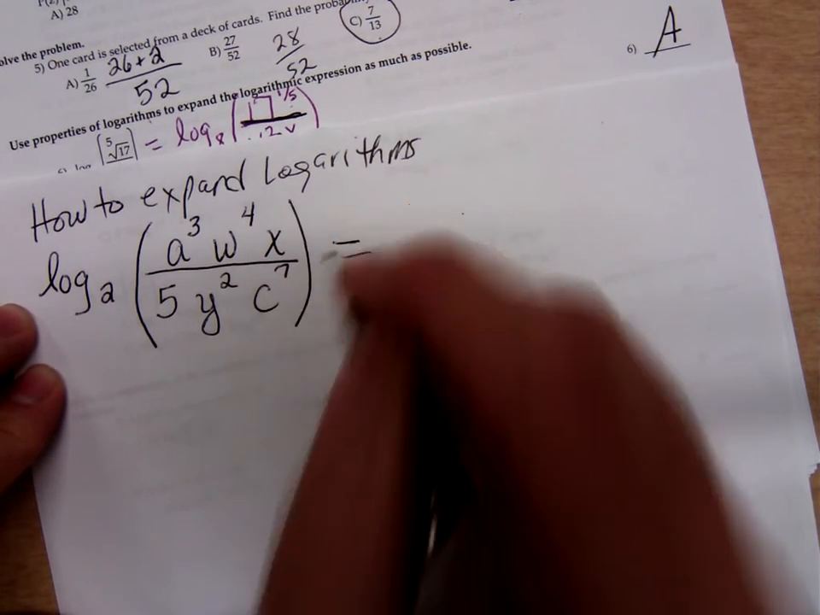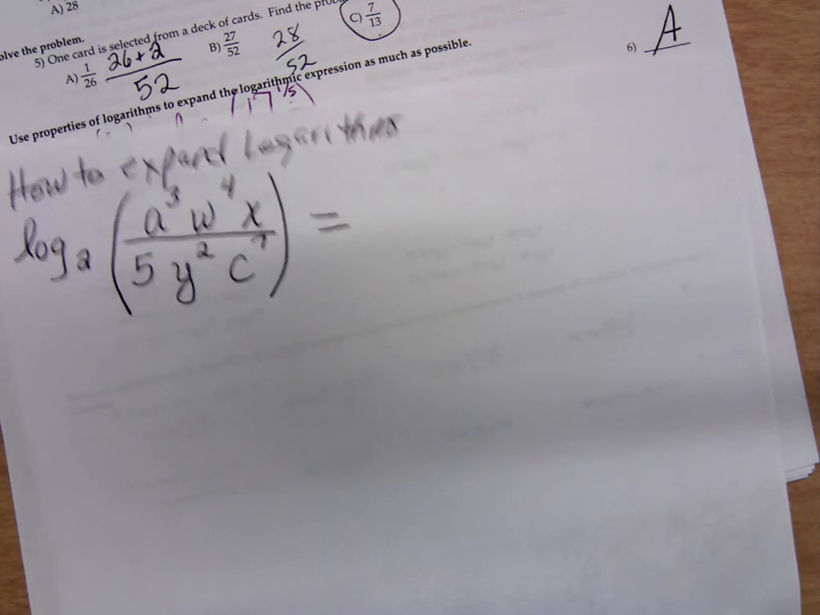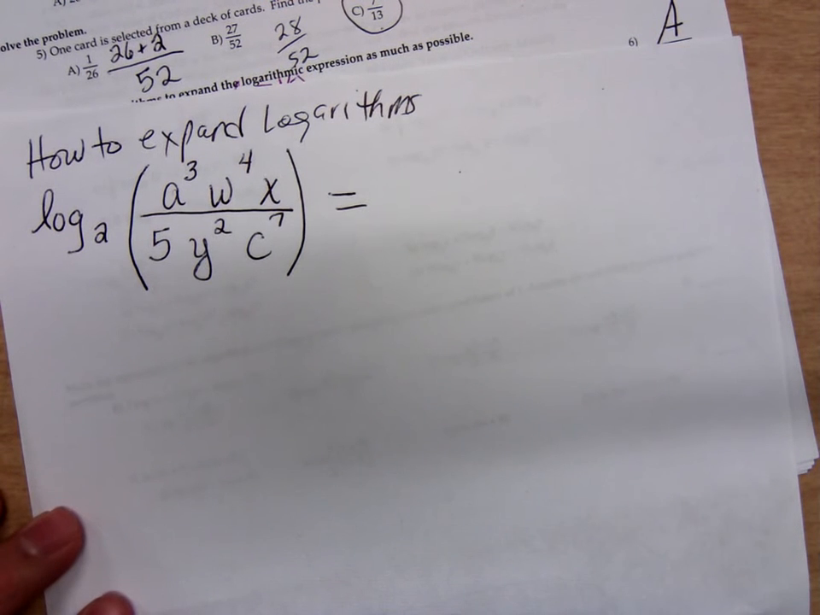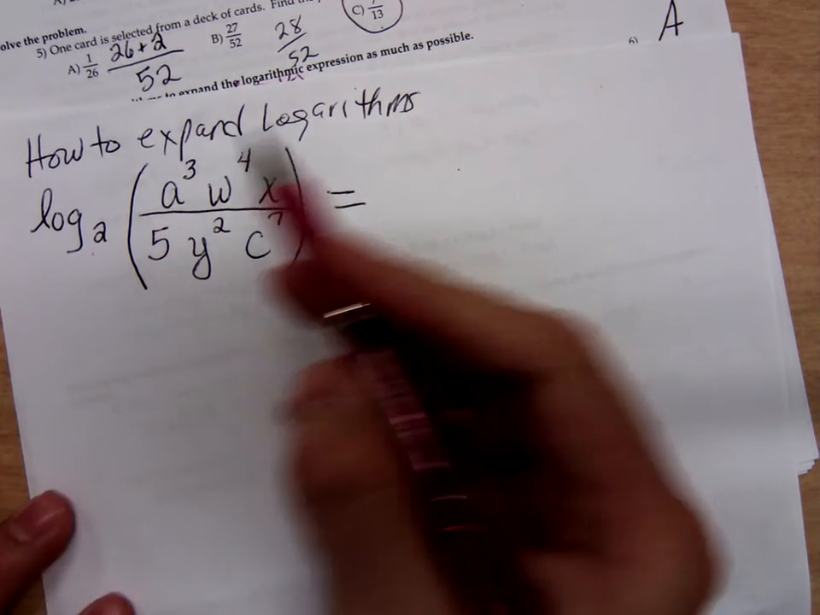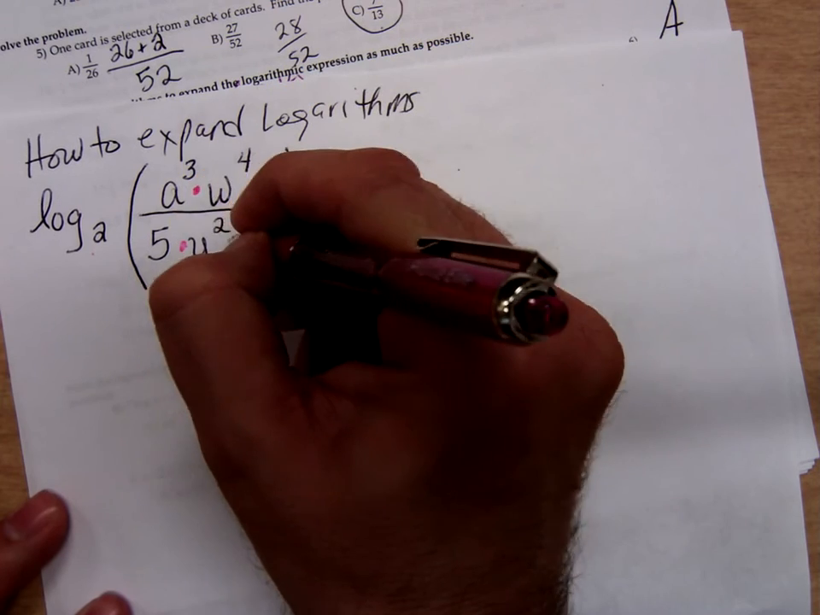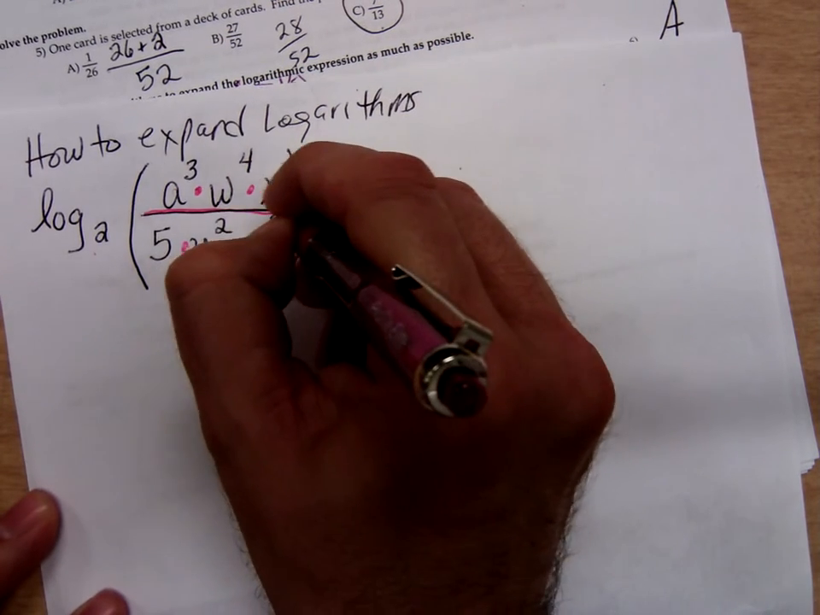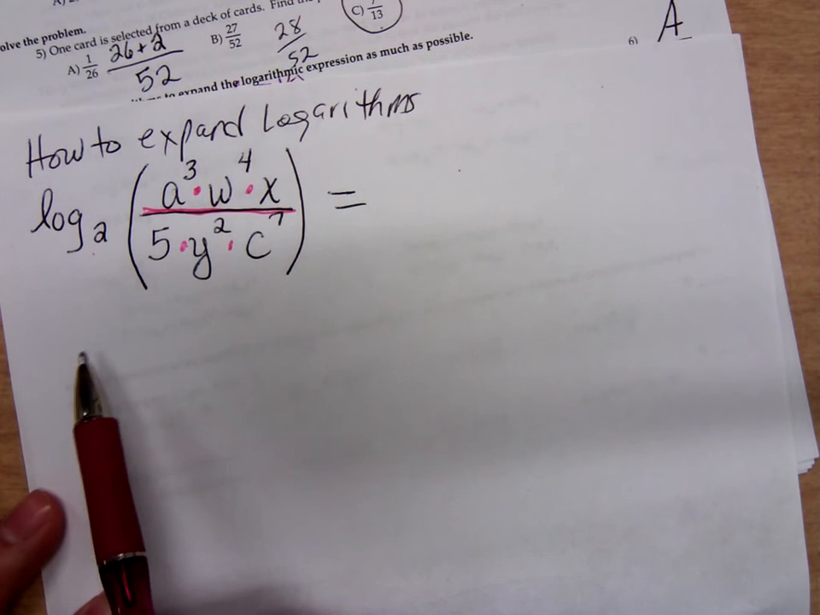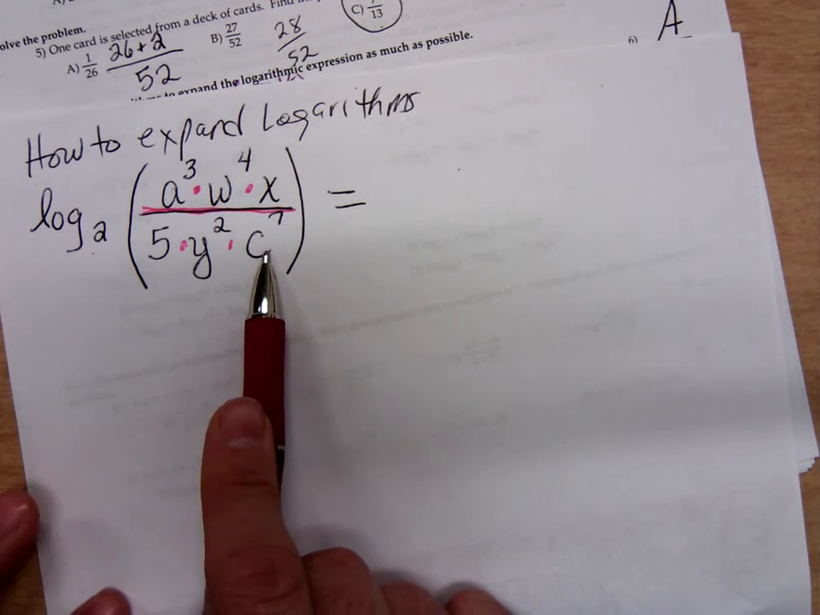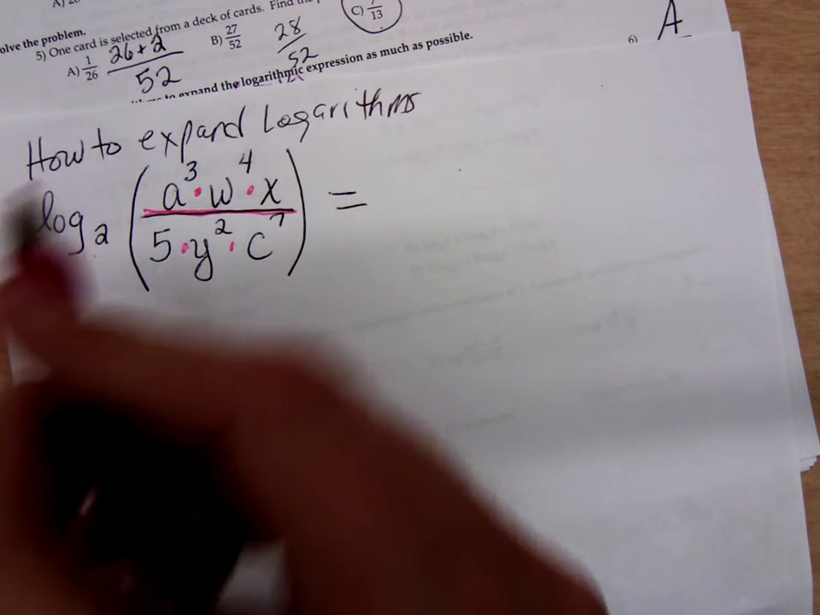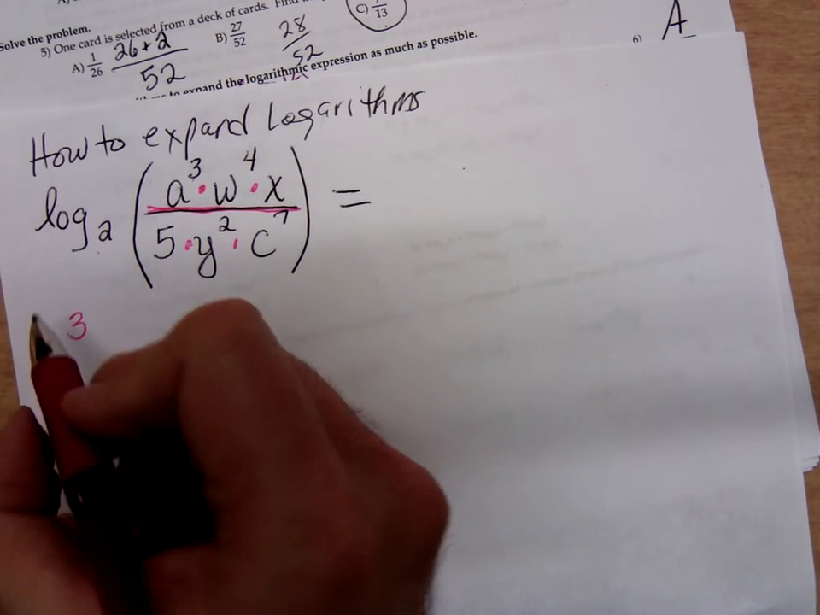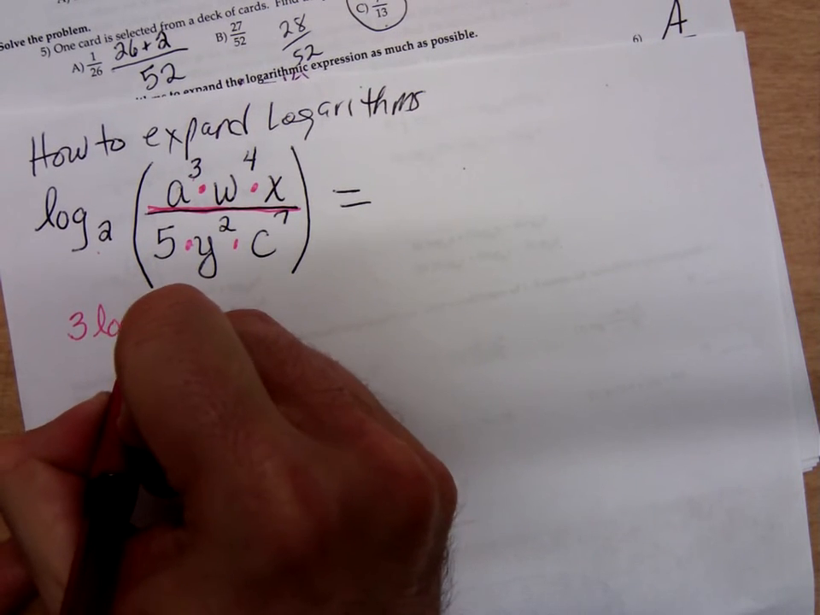How do we expand that? Well, first of all, how many times am I going to have to write log base 2? How many ways will I separate it? You separate it at multiplication and division. The stuff that's on the bottom is going to have a minus sign in it. So how many minus signs will there be? There's going to be one for the 5, the y squared, and the c to the 7th. And the pattern: you start off by writing the exponent, 3. Then you write log base 2 of a.